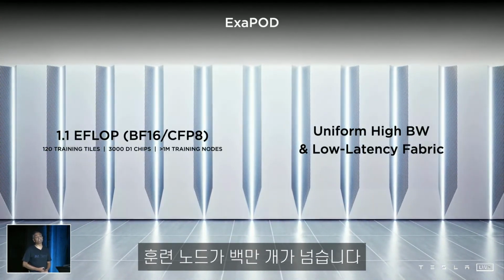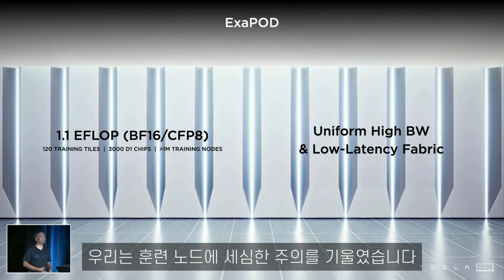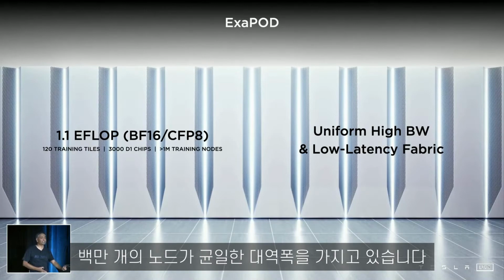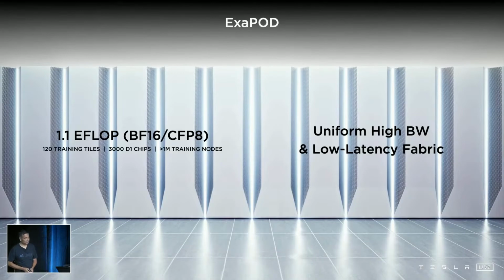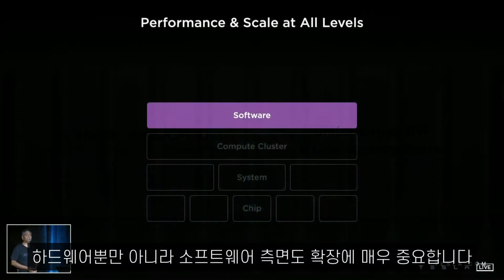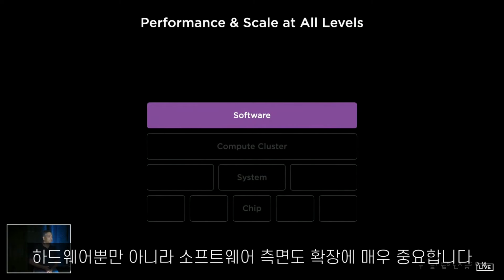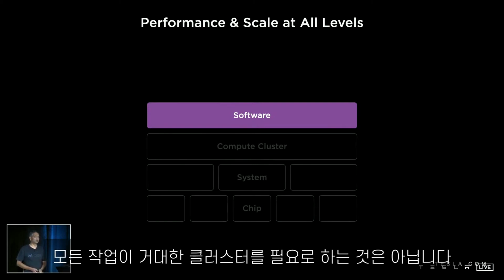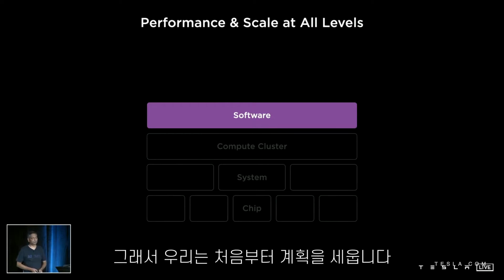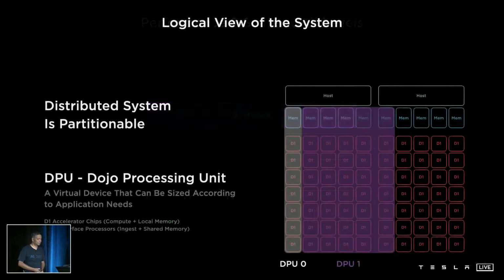It's more than 1 million training nodes that you saw. We paid meticulous attention to that training node, and there are 1 million nodes out here with uniform bandwidth. Not just the hardware, the software aspects are so important to ensure scaling. And not every job requires a huge cluster, so we planned for it right from the get-go.